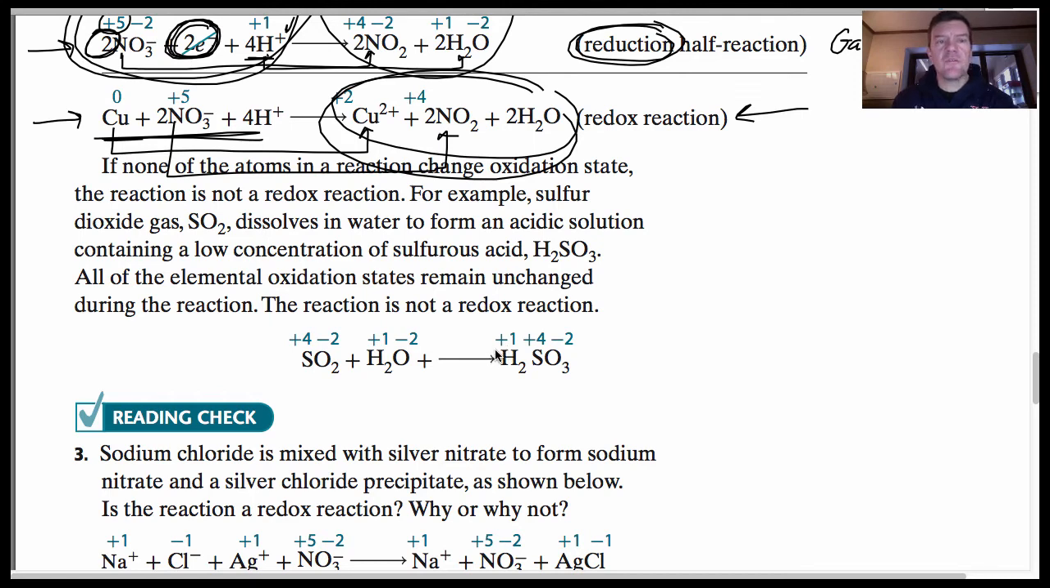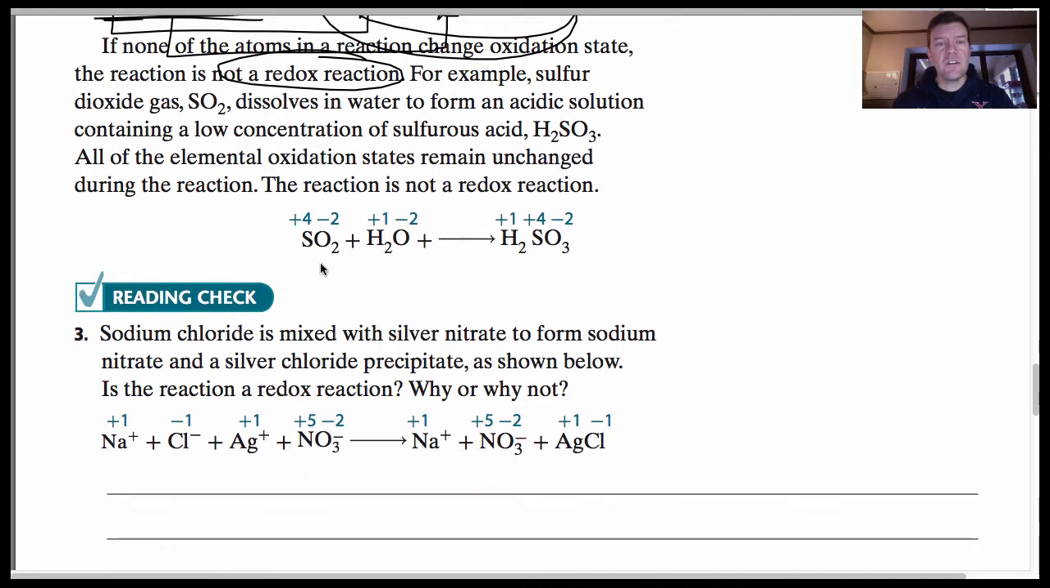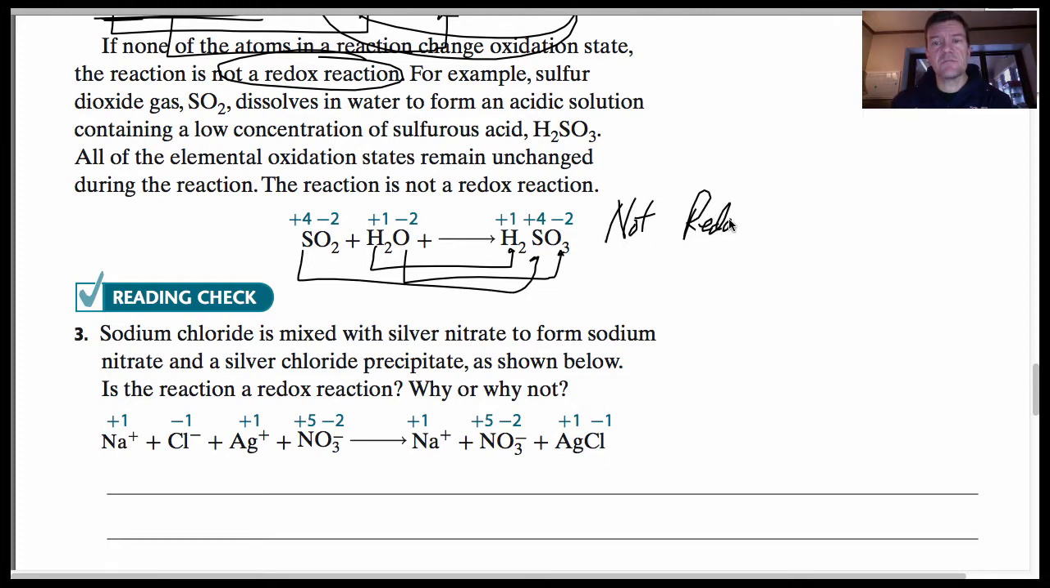By the way, if we identify the oxidation numbers and nothing changes, that means it's not a redox reaction. So you'll notice down here, if we assign all the oxidation numbers according to our rules from earlier, nothing changes its oxidation number. Hydrogen is still a +1 from one side to the other, oxygen still a -2, sulfur still a +4. This is not a redox reaction.